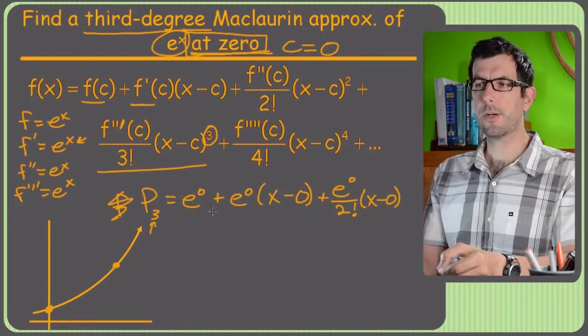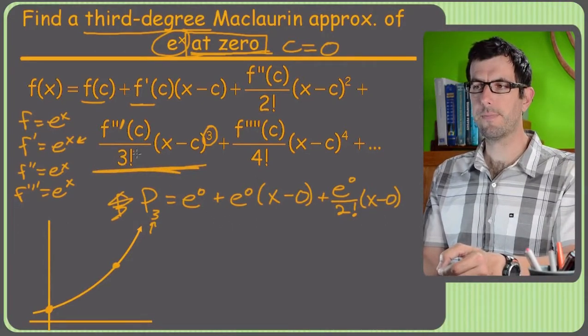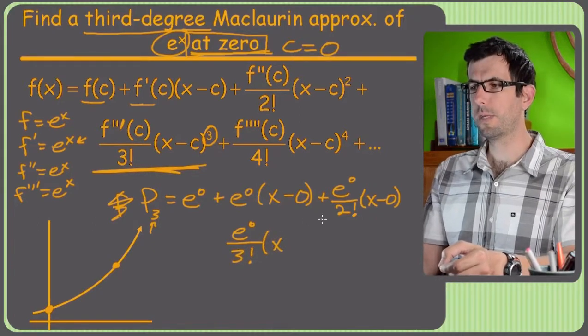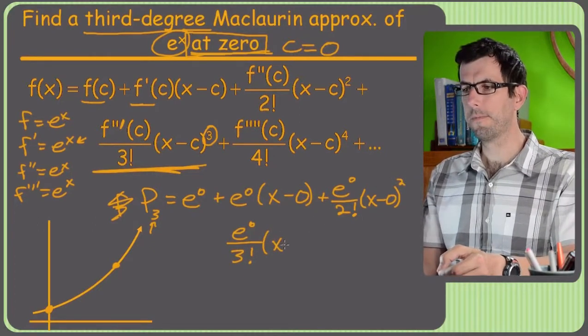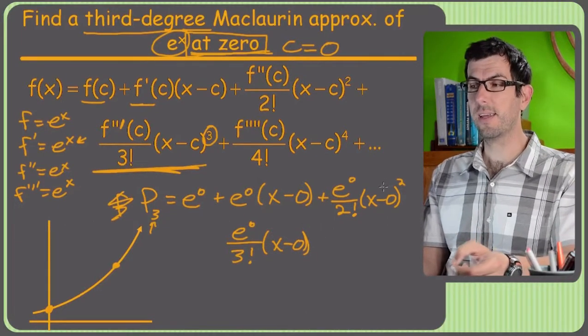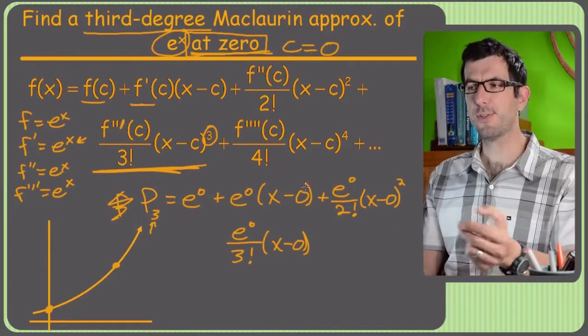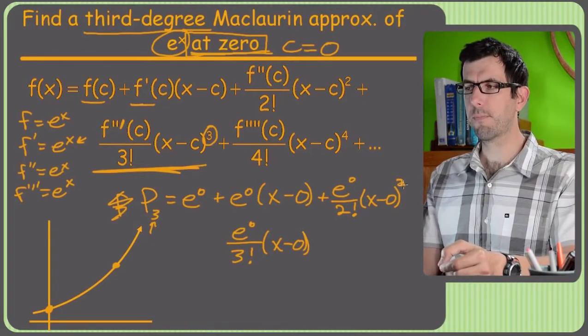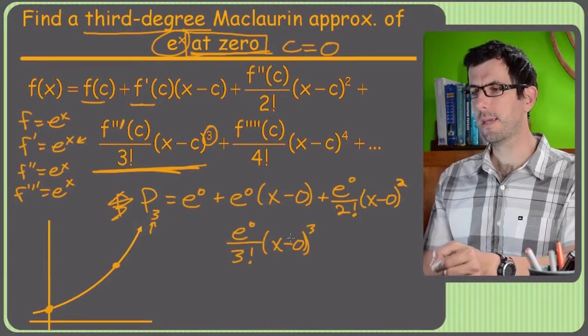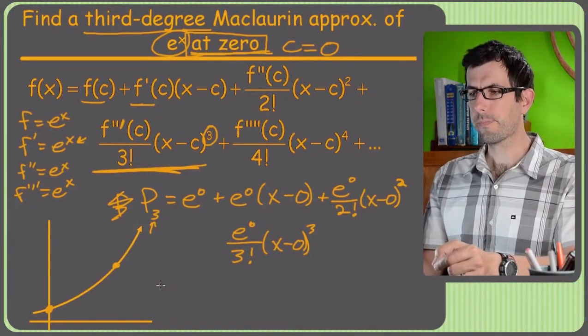And then we need that third term, this guy right here, f triple prime of c, so that's e to the 0 yet again, divided by 3 factorial. And oops, I forgot my squared on this puppy. I find that when I'm working these, the mistake I make most frequently is forgetting my exponents, because there are so many things to write down. Making sure I put the exponent on that parentheses is the easiest thing to leave out.